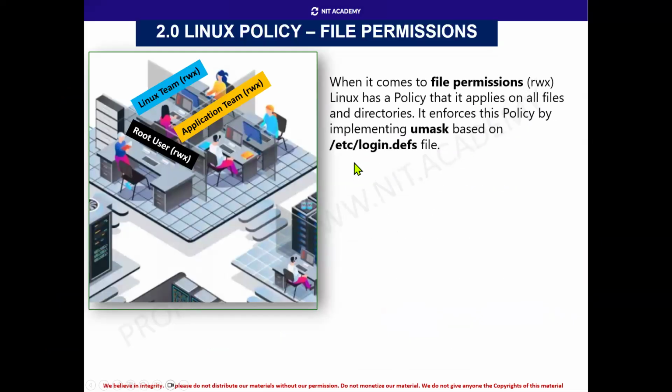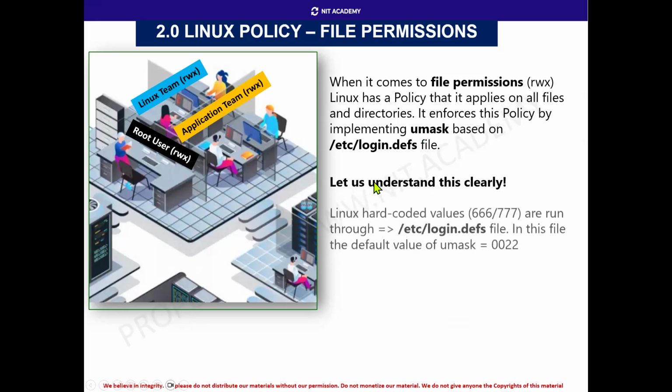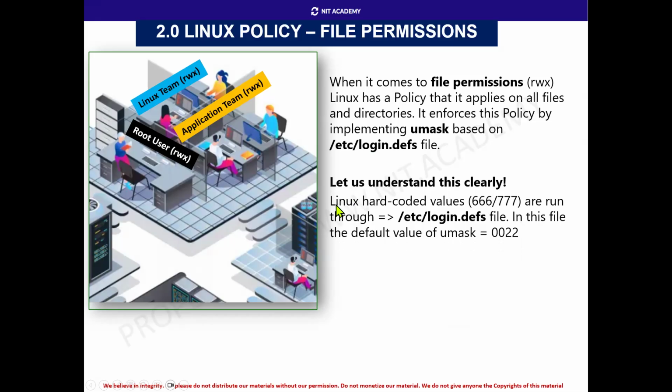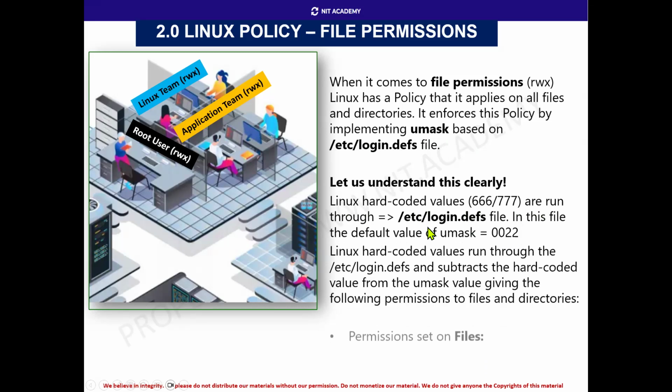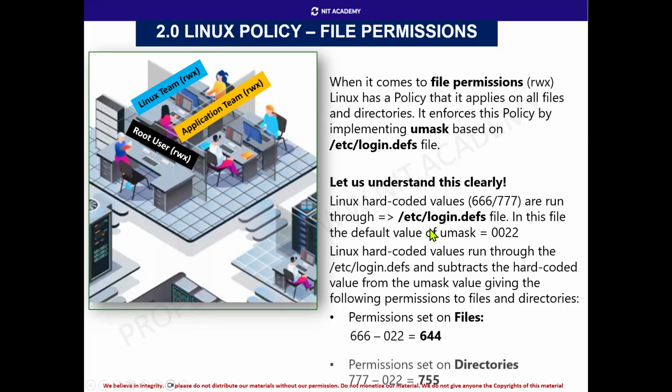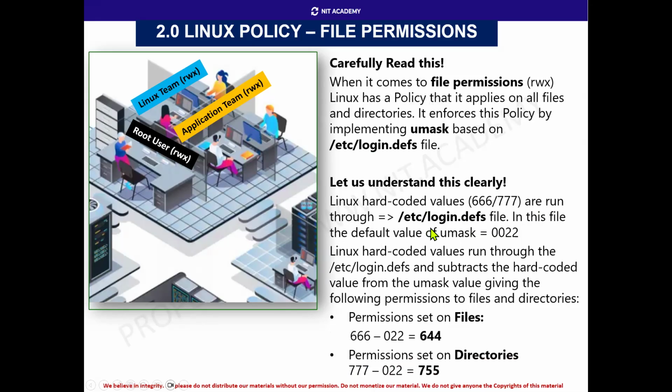So in summary, when it comes to file permissions, Linux has a policy that applies on all the files. This is what I've been talking about. It enforces the umask based on login.defs. Let's understand this clearly. I've explained that. Your hard code comes in as 666 and 777, goes through login.defs, minus the value, and your output is going to be 644 and 755. Very clear. So carefully read this and understand this.